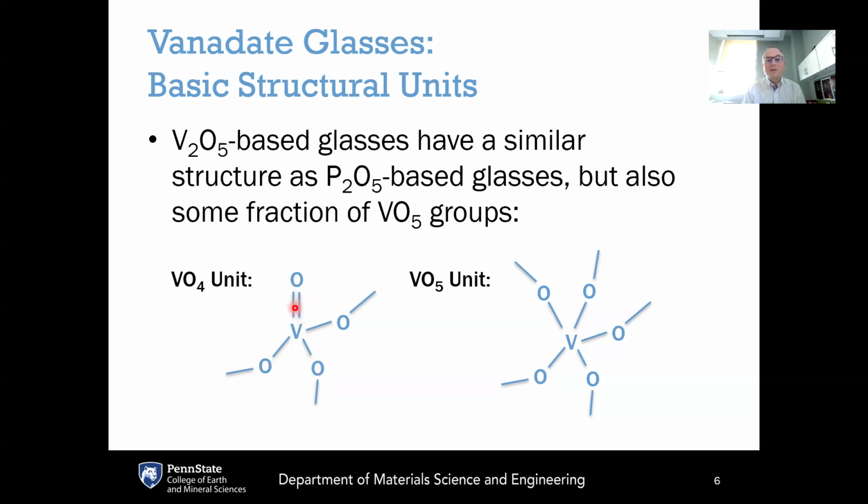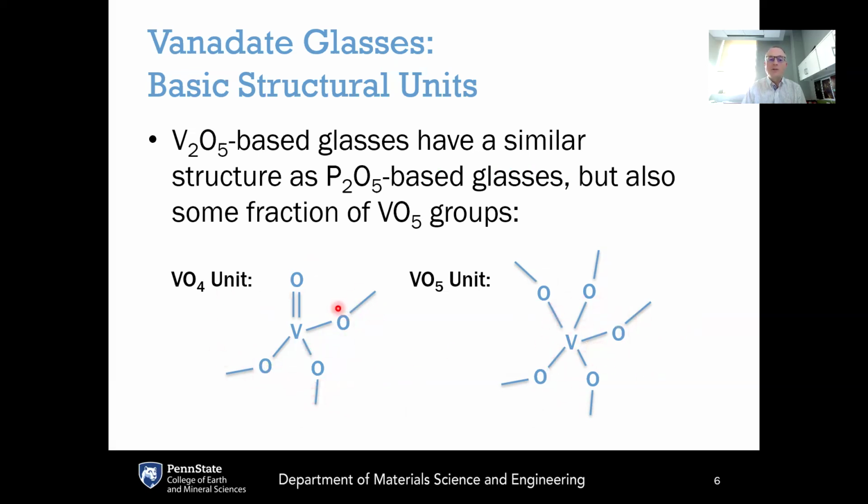This is exactly the same as in phosphate glasses, but in vanadate glasses, there's also the option of vanadium to have 5 bridging oxygens. So instead of having a tetrahedral structure, it can be bonded to 5 different oxygens. And in that case, all of those oxygens are singly bonded to the central vanadium, and all 5 of them happen to be bridging oxygens. So when we start off with V2O5 glass, there's a mixing of these Q3 units and the Q5 units.